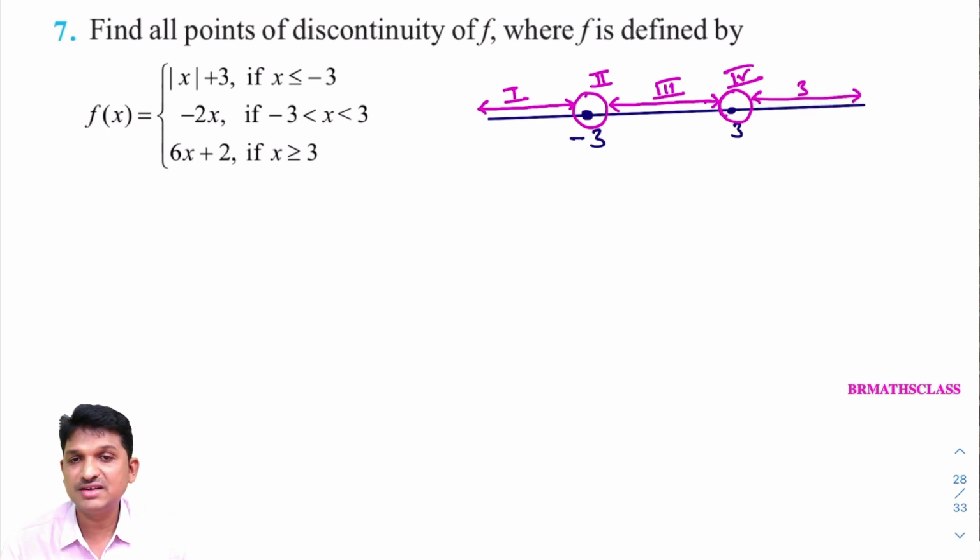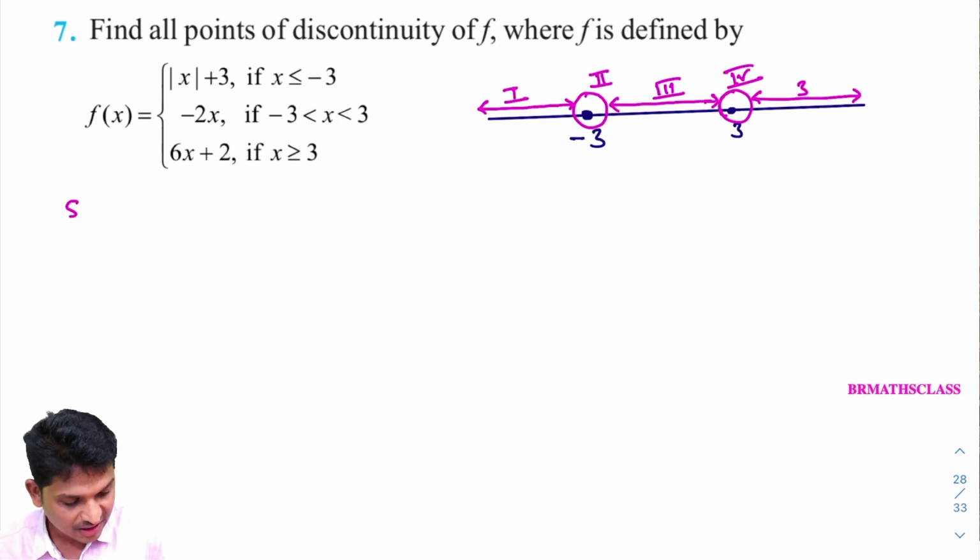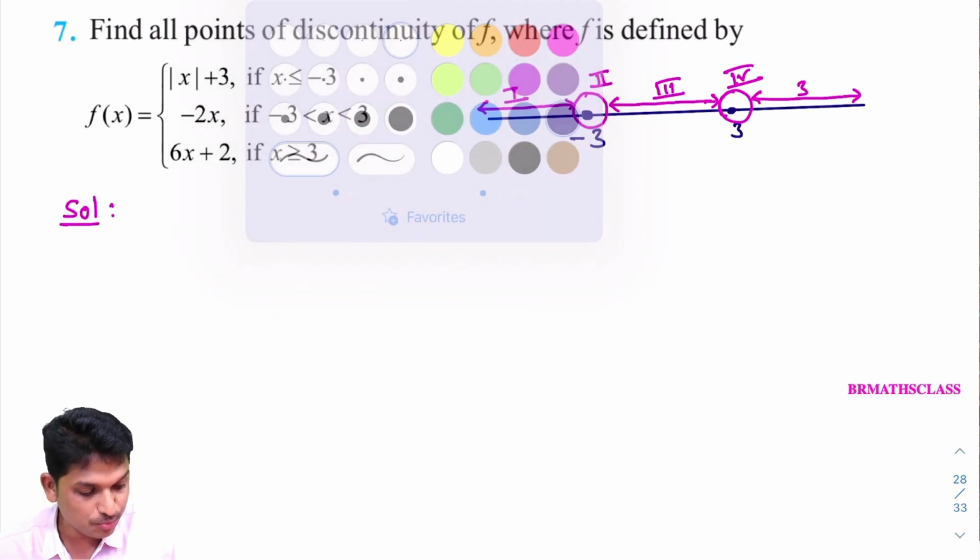I hope you understand, right? Okay. So total 5 cases are there. This problem is going to be a little lengthy. Have patience. Solution. And a very important point. What is that important point?